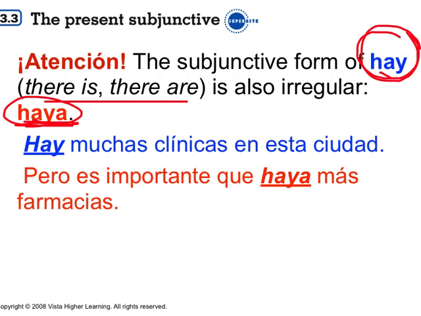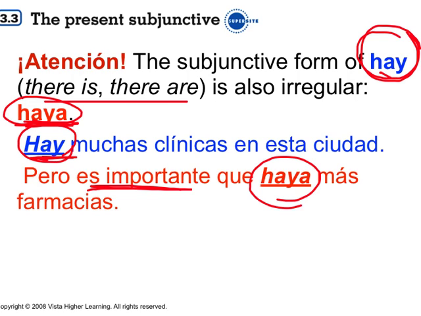Compare these two sentences. Hay muchas clínicas en esta ciudad. You're stating a fact. There are a lot of clinics in this city. That's a fact. That's why this is present indicative. But then along comes es importante. Es importante que haya más farmacias. It's important that there be more pharmacies.